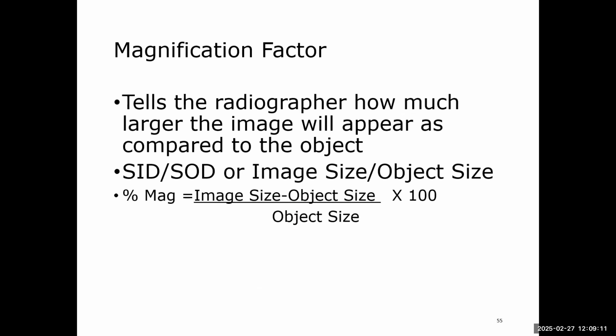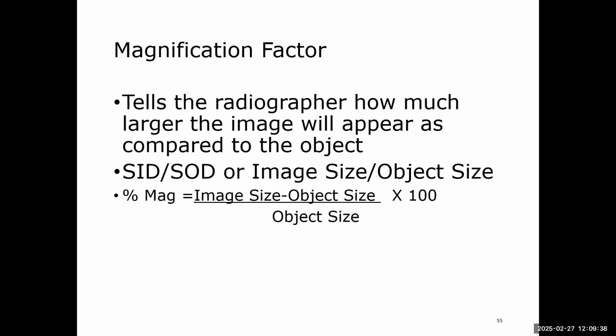And if you remember magnification factor, we can figure that out by putting SID over SOD, which is typically what we're going to do because we know those distances, right? Generally, we know SID, or we can figure out what SOD is based on what our OID is. Or if we're actually measuring the image and we have a known object size, we can also figure out magnification factor that way.